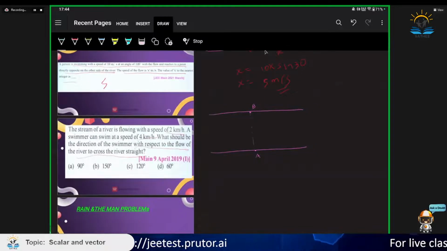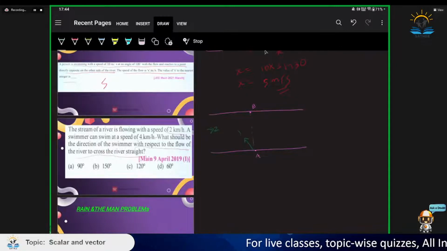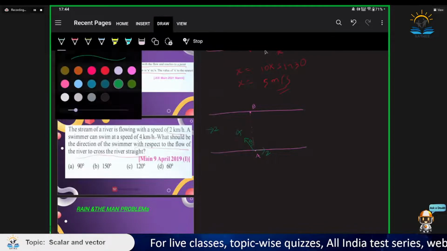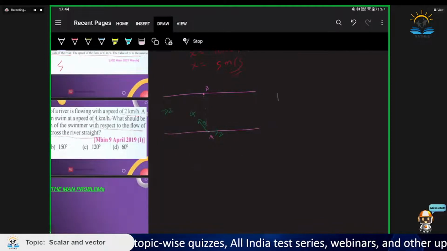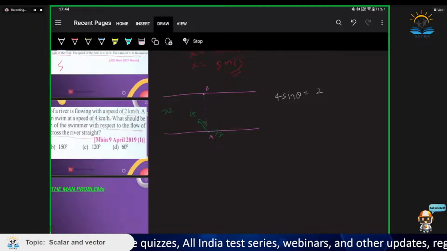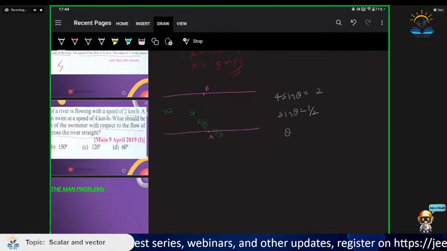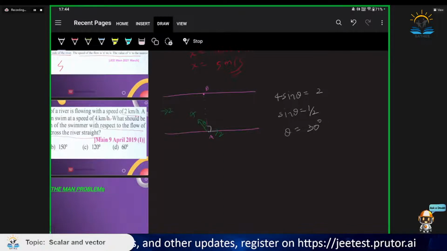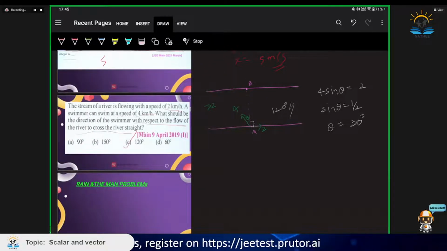River flow velocity is 2, and swimmer's velocity is given as 4. This is angle theta. Swimmer will get 2 along this direction, right? It's a very simple question. So here, if swimmer should reach at the exact opposite side, 4 sine theta should be equal to 2, right? That is sine theta will be 1 by 2. That means theta will be 30 degree. But the answer is not 30 degree. Why? Answer is 30 plus 90, so 120 degree. So option C will be the correct answer.